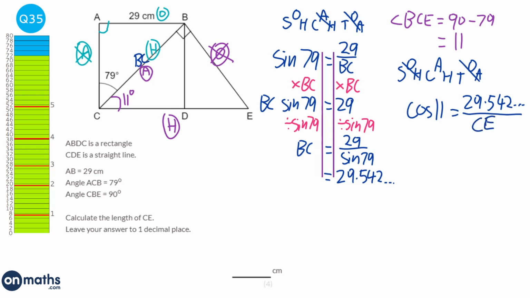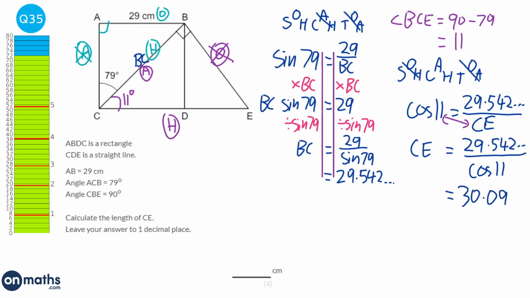Now hopefully you've realised from when we did it with the sine thing here that we can just swap these two things over. So we can have it as CE equals 29.542 and so on over cos 11. Then we put that into our calculator and we get the answer of 30.095 and so on, and it wants it to one decimal place, so that will be 30.1.